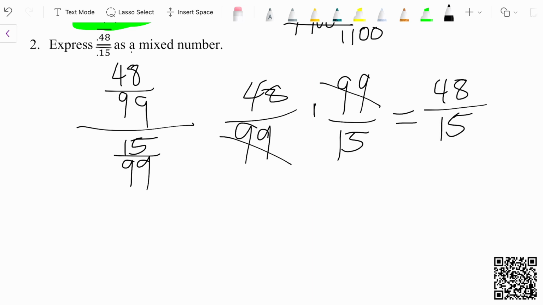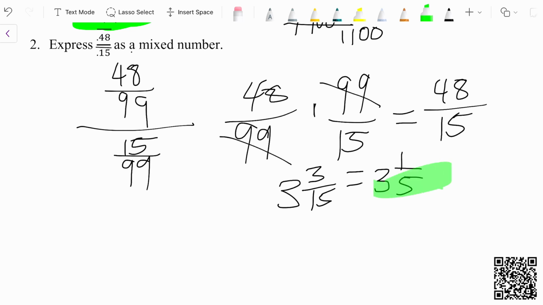Since it says to state it as a mixed number, since 3 15s is 45, it's 3, and since there's 3 left over 15, this is also equivalent to 3 1/5. So 3 1/5.